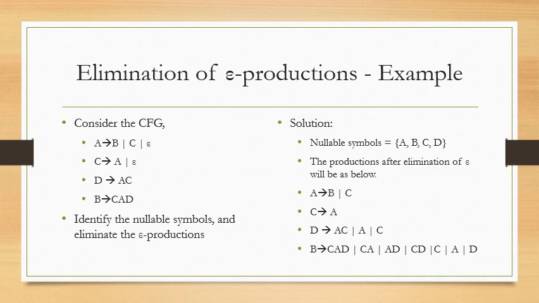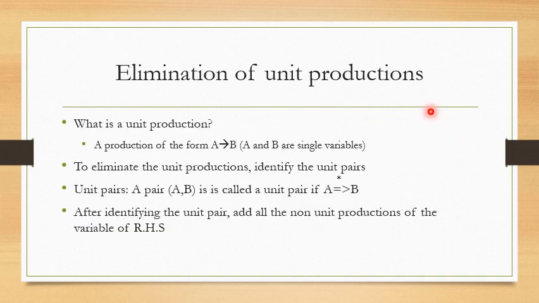Next step is elimination of unit productions. So what is a unit production? As the name implies, unit means one. Yes, so in a context-free grammar, the LHS will always be of length 1. What about the right hand side? Right hand side can be of any form. It can be a combination of variables. It can be a combination of terminals. It can be a combination of terminals as well as variables.